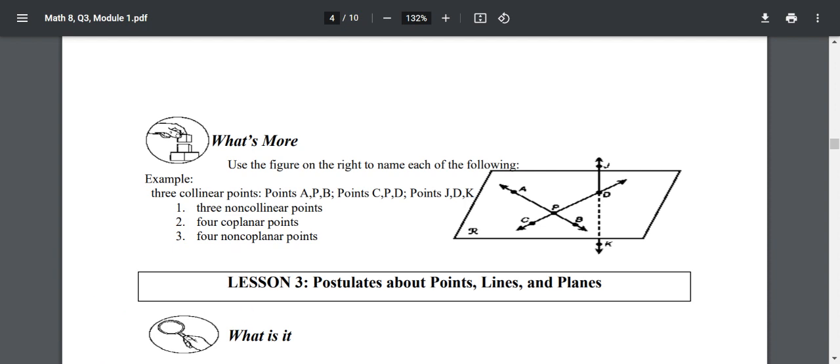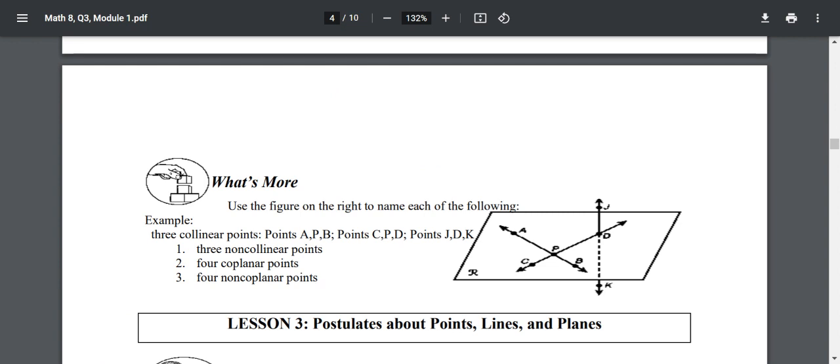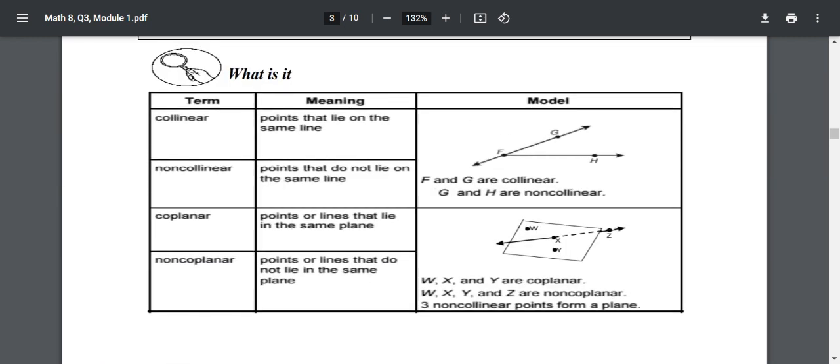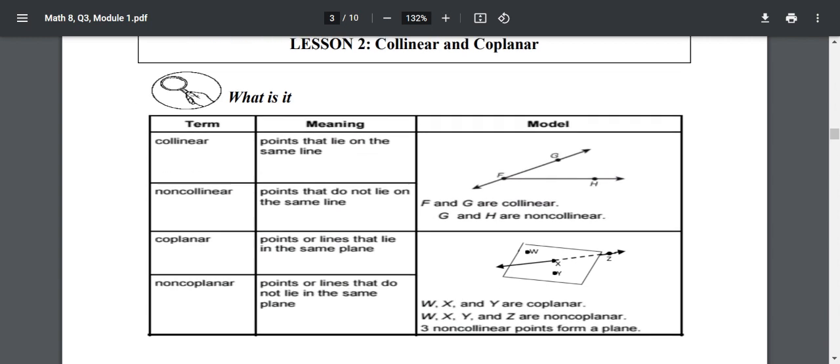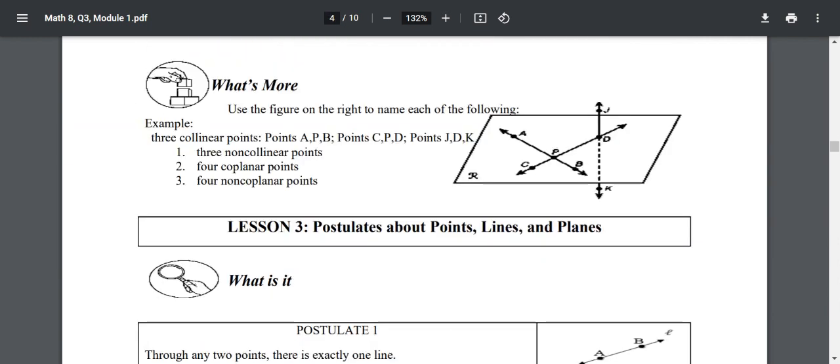Okay, so that's your practice activity. So those are collinear and coplanar, non-collinear and non-coplanar. I hope everything is clear about this one. So this is very easy. You read the meaning again. So let's go to the last lesson, lesson 3.